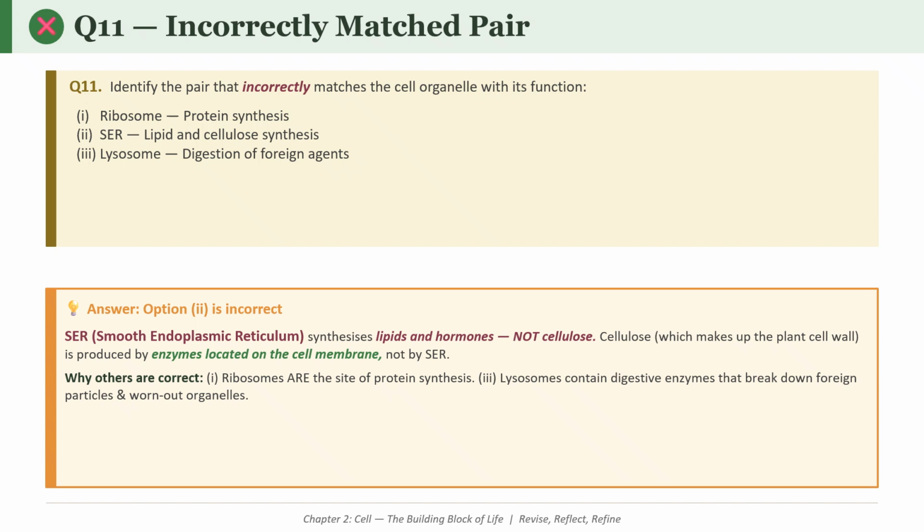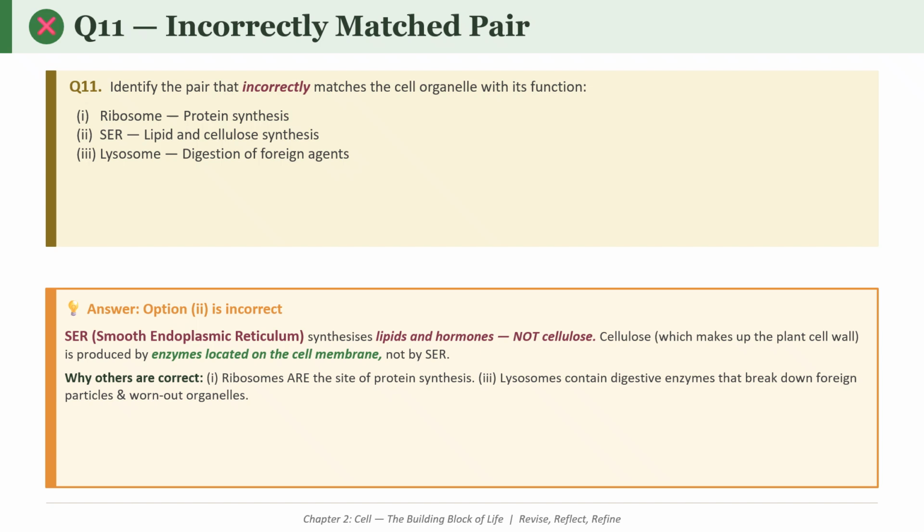Because the smooth endoplasmic reticulum synthesizes only lipids and hormones. It doesn't synthesize cellulose, because where do we find the cellulose? Cellulose makes the plant cell wall rigid, right? So it is produced by enzymes located on the cell membrane, not by the smooth endoplasmic reticulum.